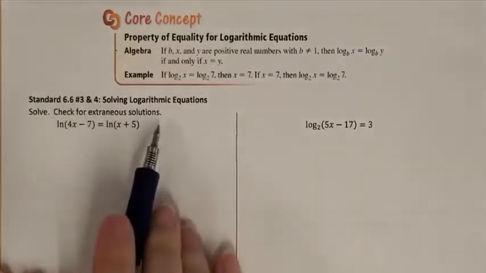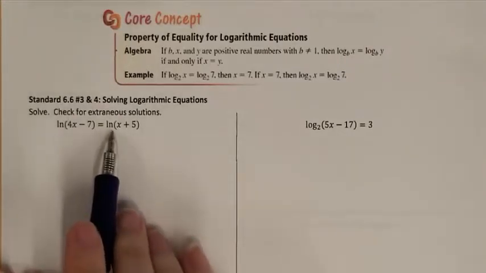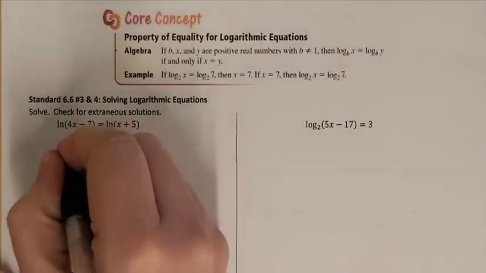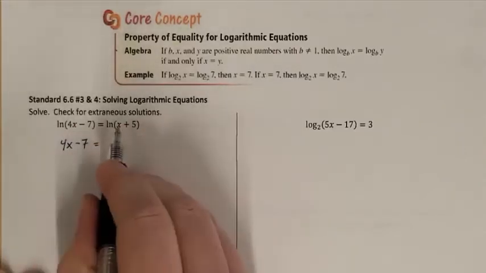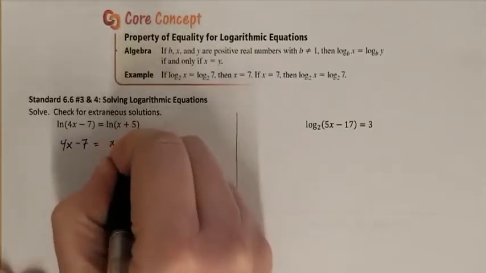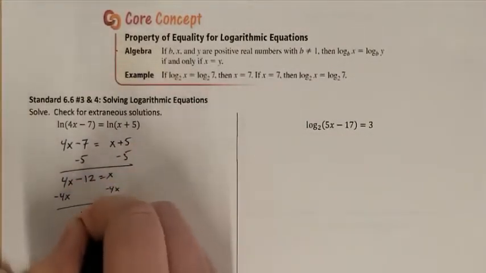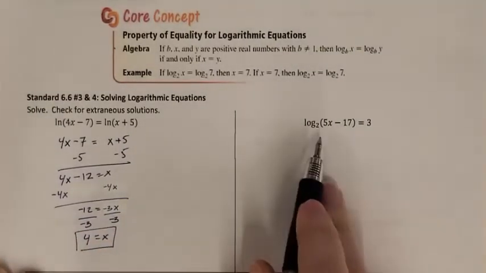So looking at our first problem, natural log is the same base as natural log. So since they're both natural logs, that means that I am allowed to say that the inside, 4x minus 7, is equal to the same inside, x plus 5. Now I'm just being asked to solve for x. So I just found x to be 4. Let's look at our next problem.